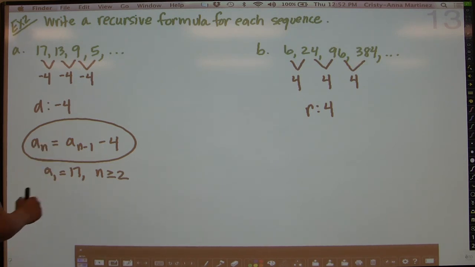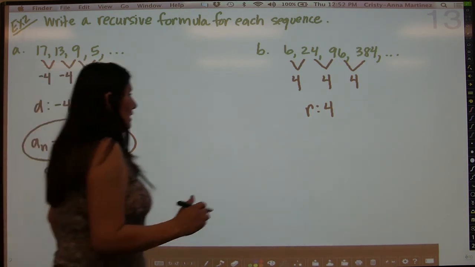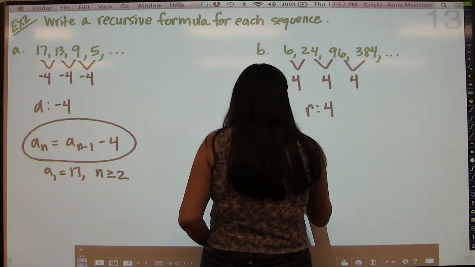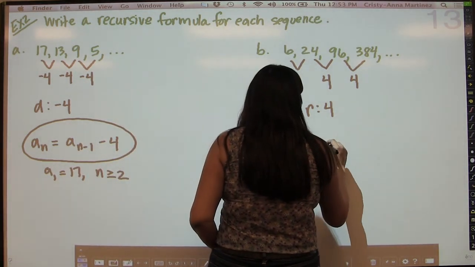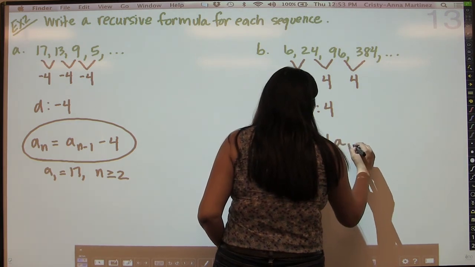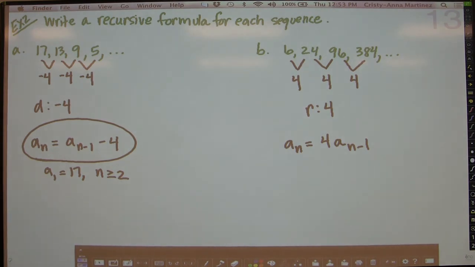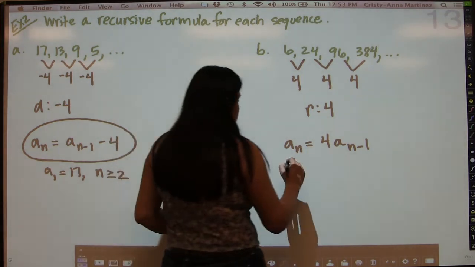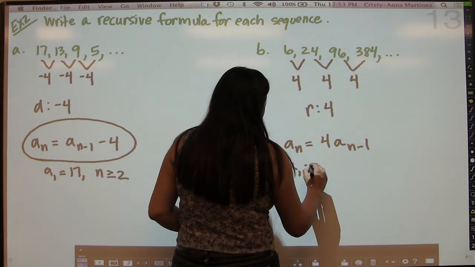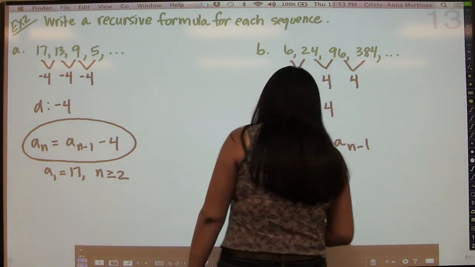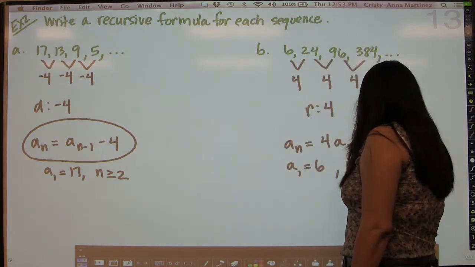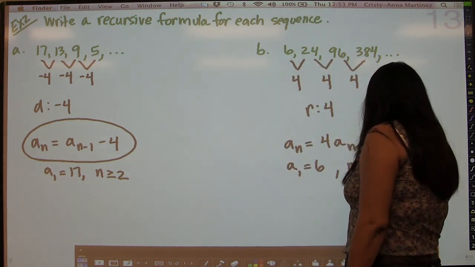Alrighty, and now for the other one, we have that it was a geometric sequence. So in that case, we're going to get a sub n is equal to 4 times a sub n minus 1. So we take 4, which is the common ratio, and times it by a sub n minus 1. But again, you want to make sure that you list the first term. So we want to say that a sub 1 is equal to 6, because that's the first term in this case. And you also want to say that n has to be greater than or equal to 2.